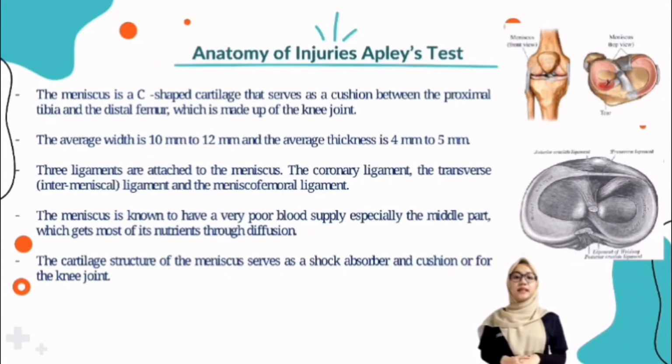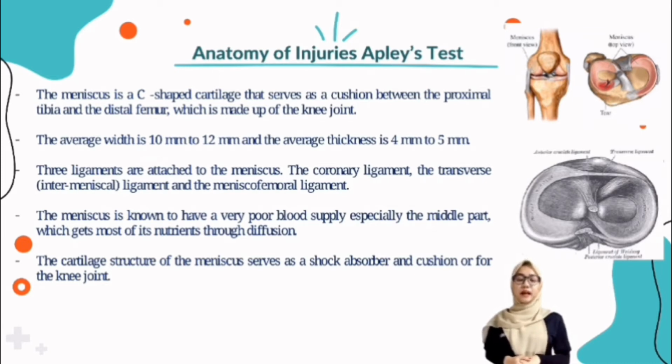The meniscus is a C-shaped cartilage that serves as a cushion between the proximal tibia and the distal femur, which make up the knee joint. The average width is 10 mm to 12 mm, and the average thickness is 4 mm to 5 mm. The meniscus is made of fibroelastic cartilage. It is a network of collagen, glycoprotein, proteoglycan, and cellular elements, and about 70% water.